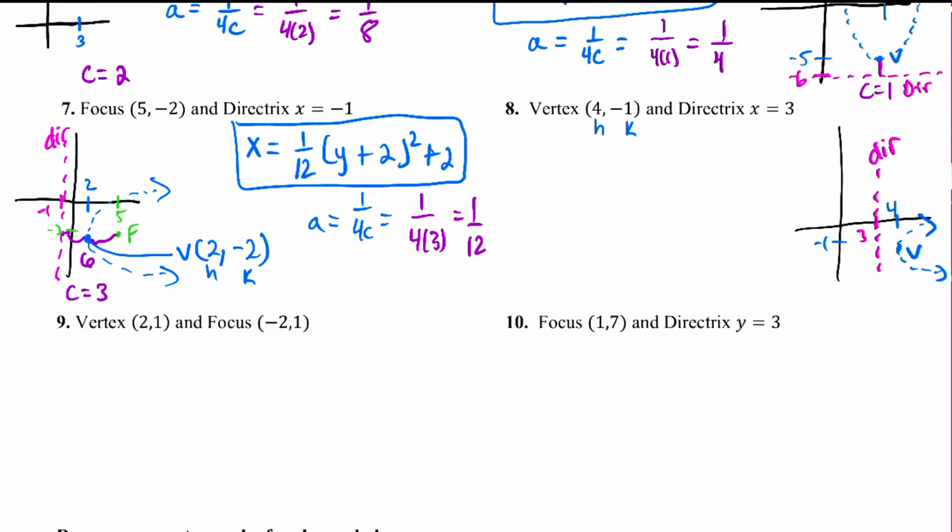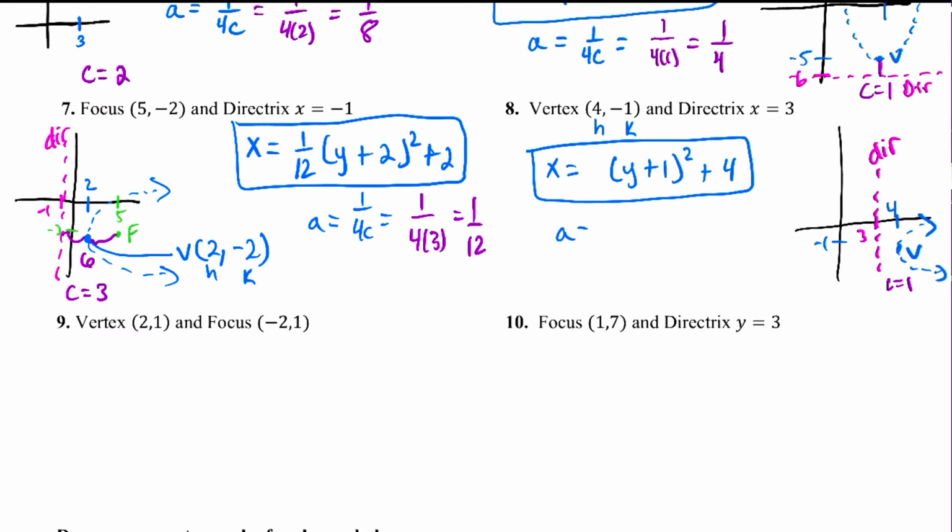Okay. So to get my C value, I'm going to have to count the distance between the directrix and the vertex. So I'm counting this distance. So if I'm going from 3 to 4, that means that my C is 1. And then it's horizontal with a positive A since I'm opening to the right. So my equation I know will be x equals, I'm going to have to figure out what my A is. This will be y plus 1 squared. So again, this is my k value, and since I'm subtracting a negative, that's why it becomes a positive. And then plus 4.